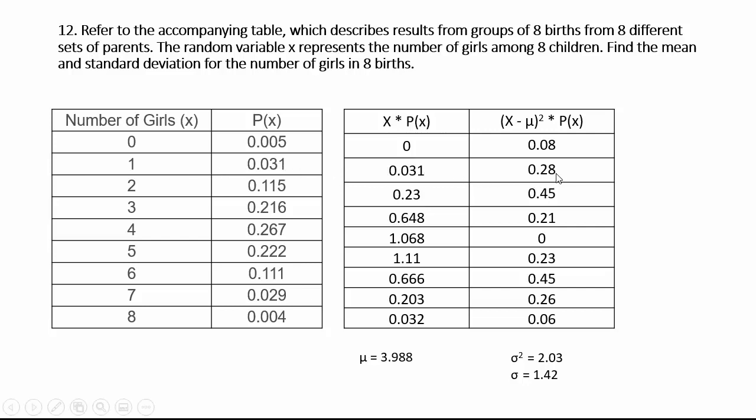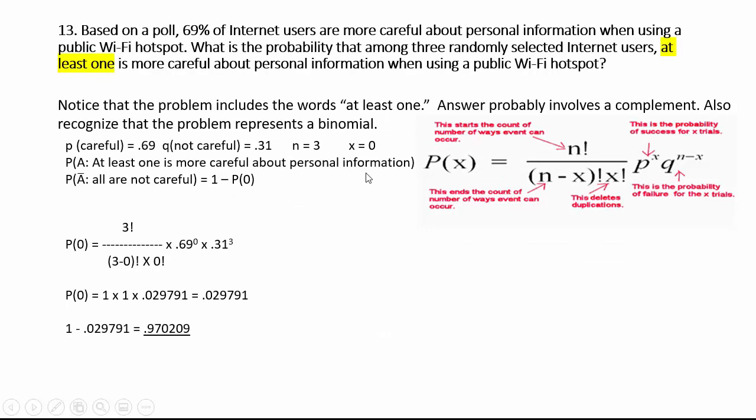times the probability, 0.031, gives you this 0.28. Anyway, you do that for all these numbers, add them together, sum them up, and you would get 2.03. But note, that's a variance. To get standard deviation, we've got to get the square root of that. And you take the square root of 2.03, you get 1.42. And that's all this problem wanted. That's how to get a mean and standard deviation from a probability distribution.